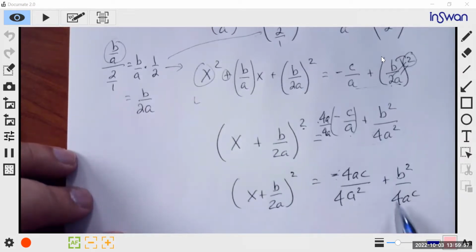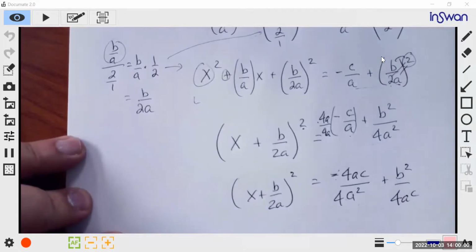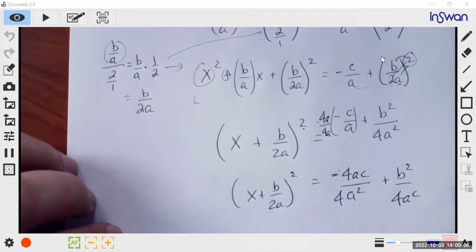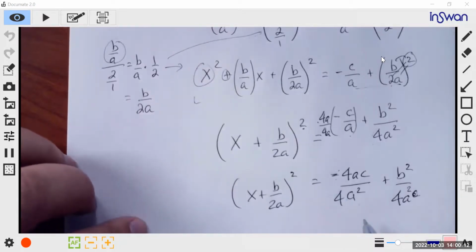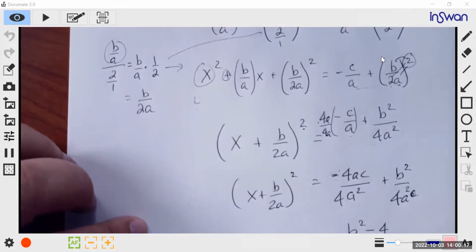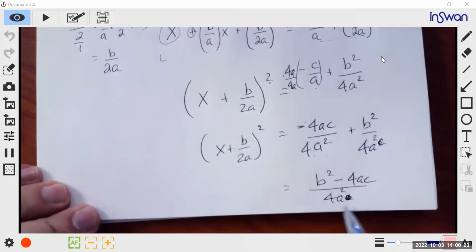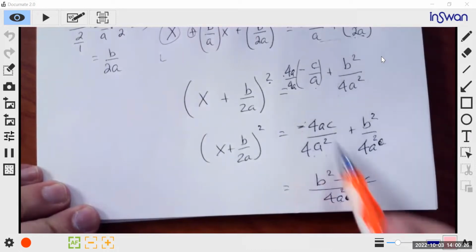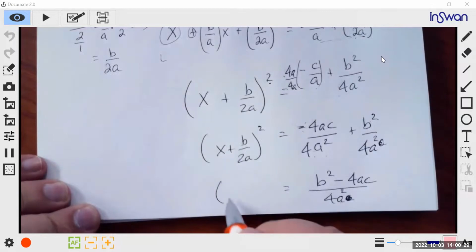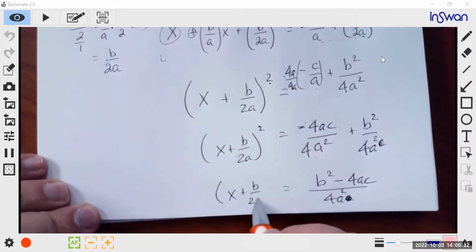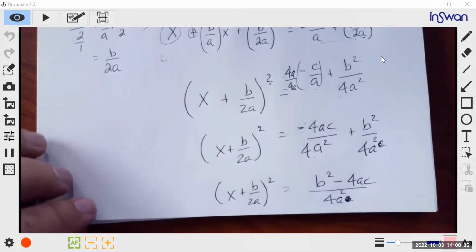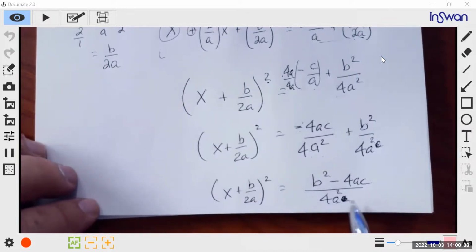On the right-hand side, since we have a common denominator, we have 4A squared on the bottom. Since we have 4A squared on the bottom, all we need to do is put the top together. Let's put the B squared first, so it's not a negative sticking out there. So they both have 4A squared. I put B squared minus 4AC, so it's positives. Okay, now we have one term here. What do we do next?